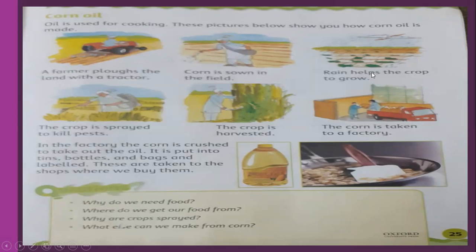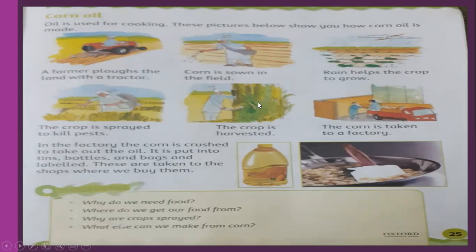Rain helps the crop to grow. I told you water is needed to grow the crops. So rain helps, or sometimes we get the water from the rivers. The crop is sprayed to kill pests. Pests are the kind of small insects, or you can say germs, that destroy the crops. Then our crops become unusable. So that's why the farmers spray different types of sprays. You can say this is the medicine for the plants to kill the pests, the insects, which are going to destroy the crops. Okay, the crop is harvested.